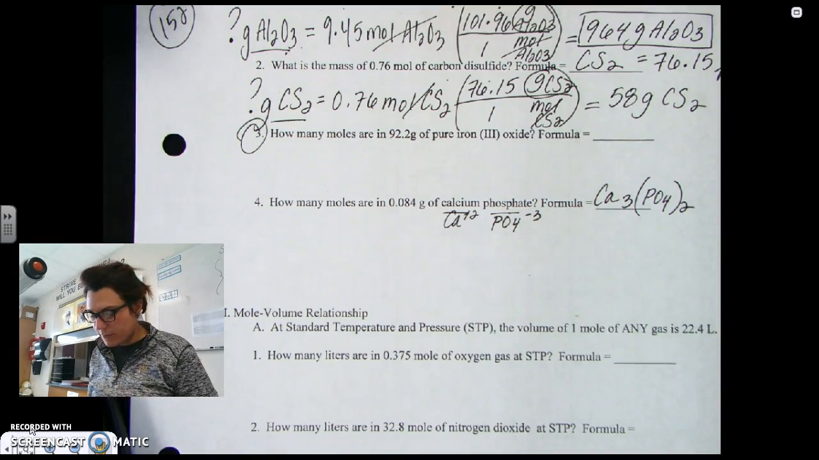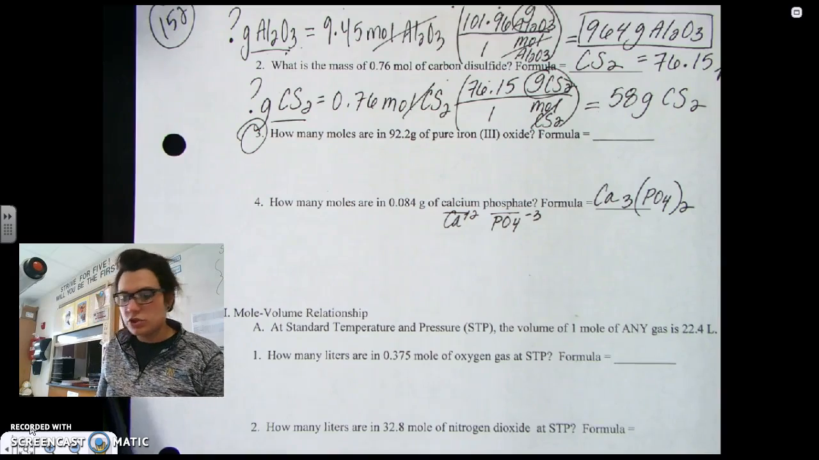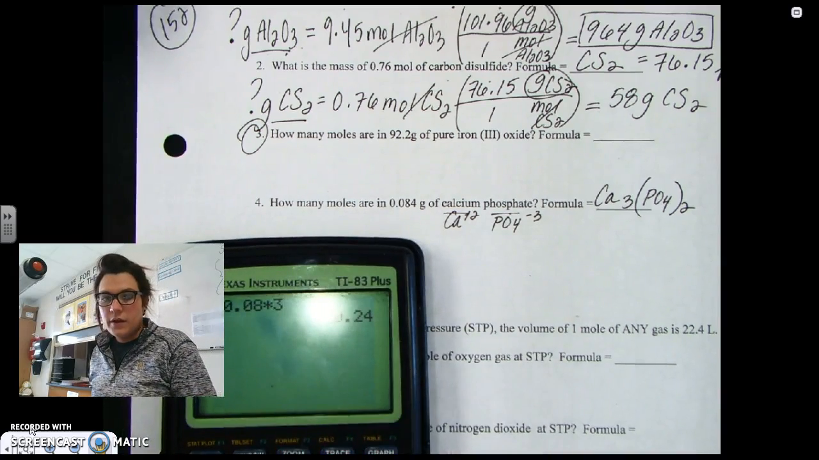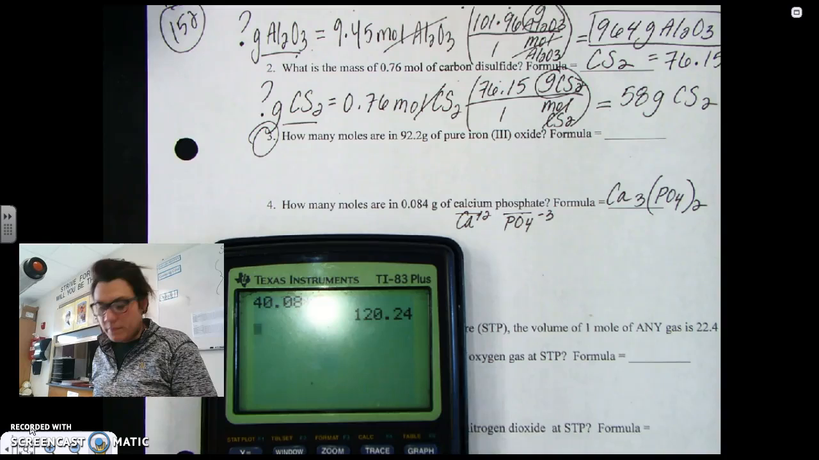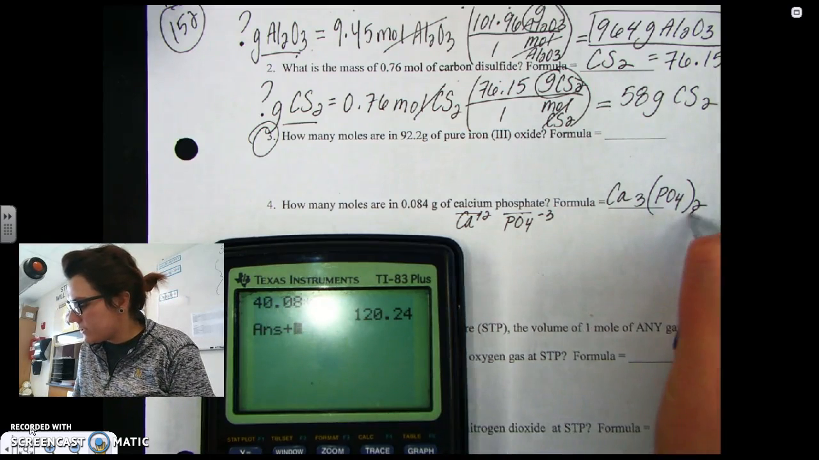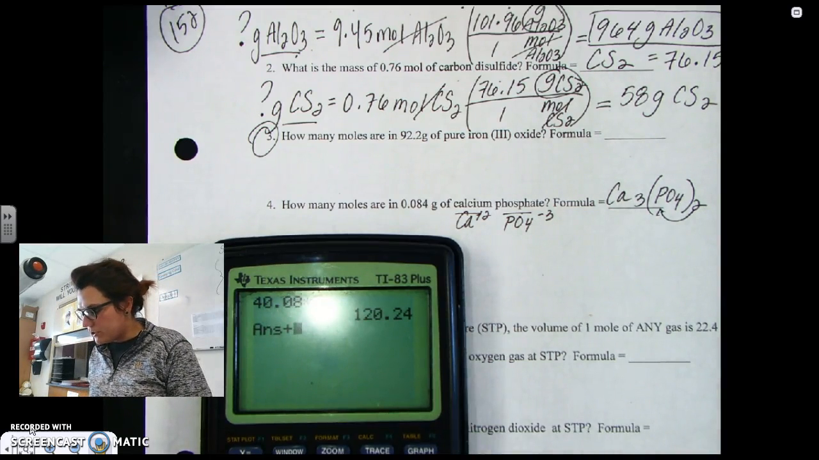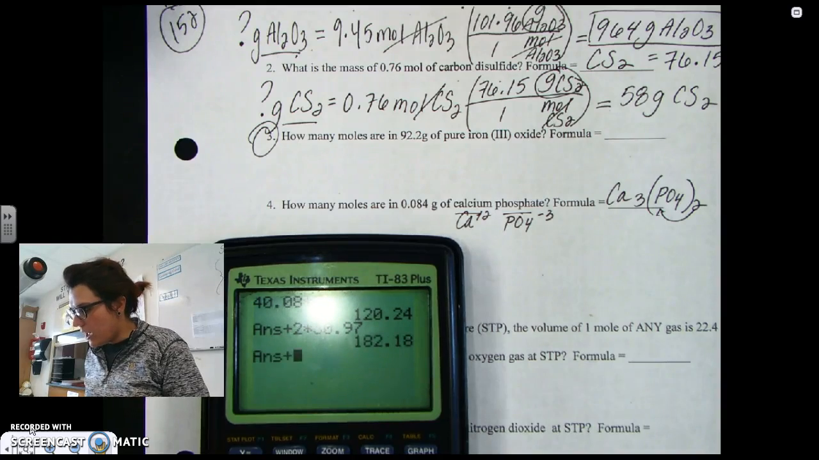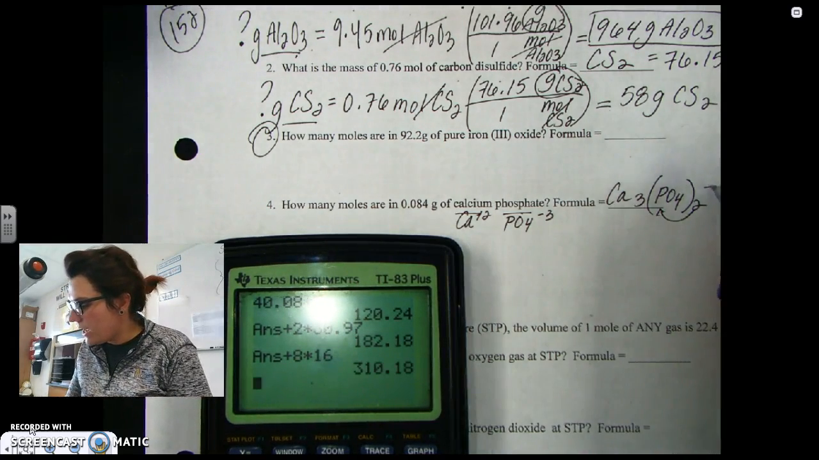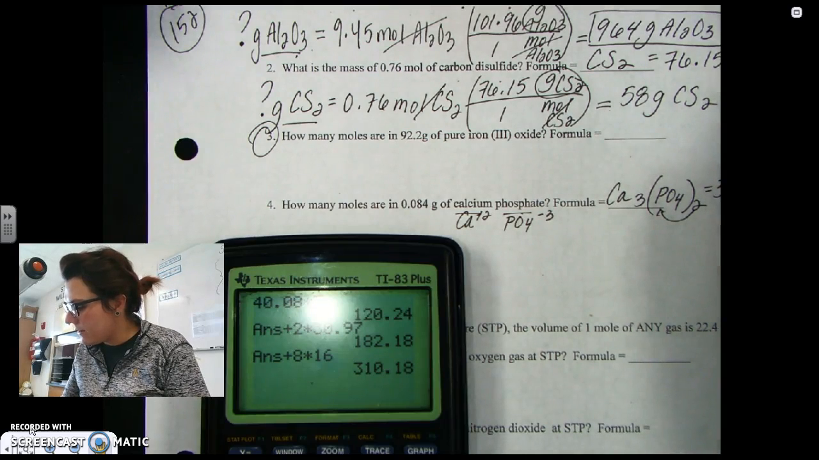So calcium is 40.08. There's 3 of them, times 3. Plus, now you have to remember, this is going to distribute. So I have plus 2 times phosphorus, which is 30.97, plus 8 times 16. So this weight is going to be 310.18, and it's grams per mole.